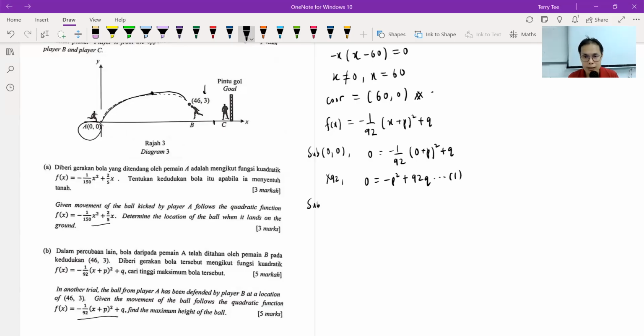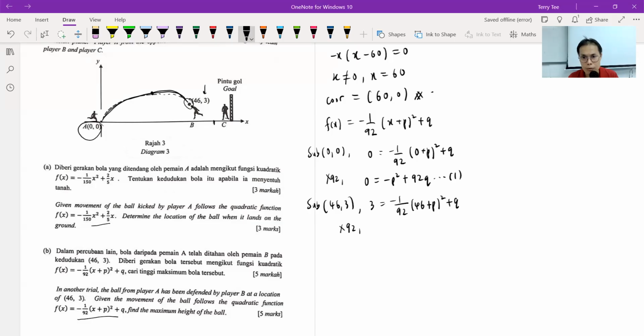Then I sub in the second coordinate, 46 and 3. Since the ball is headed by the opposite player B at point (46, 3), that means your y is now 3 and your x is now 46. You plus p squared plus q. Again, maybe I multiply everybody by 92, get rid of the fraction.